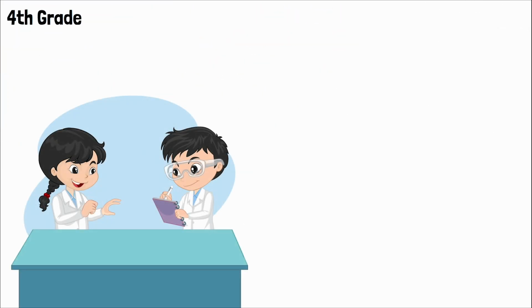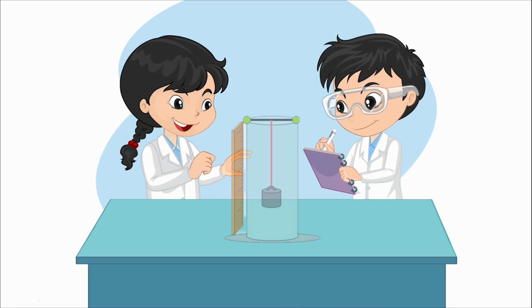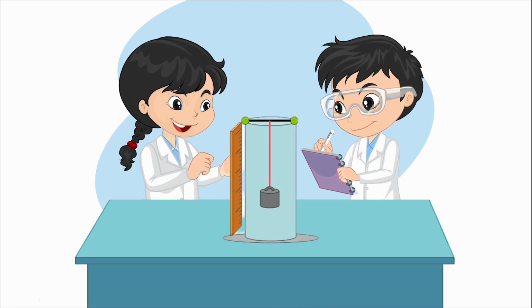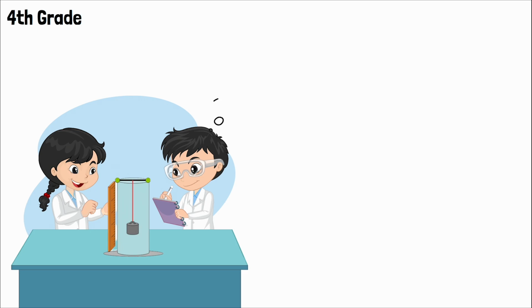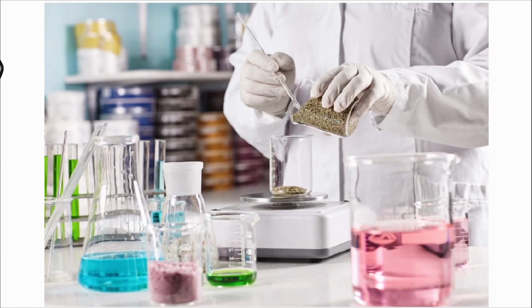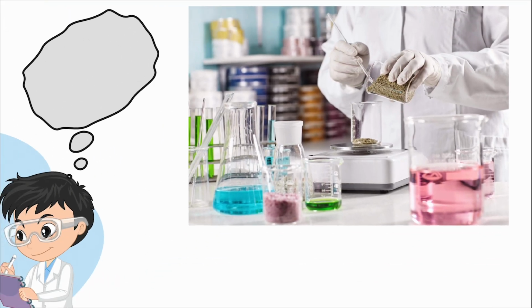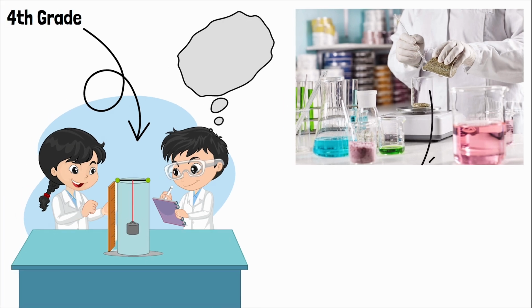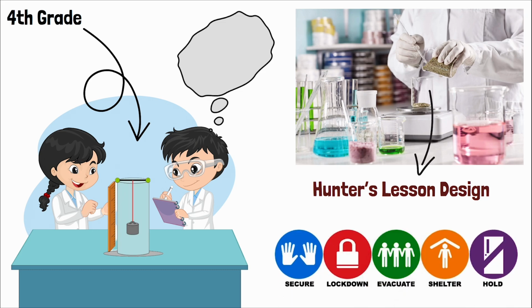In another instance, a fourth-grade class studying the stretch of a rubber band when weights are added conducts an experimental investigation. This hands-on approach helps students understand scientific concepts through direct experimentation and observation. Some topics, such as how to safely handle chemicals during an investigation, might be better taught using direct instruction approaches like Hunter's lesson design, emphasizing safety protocols over inquiry-based learning.